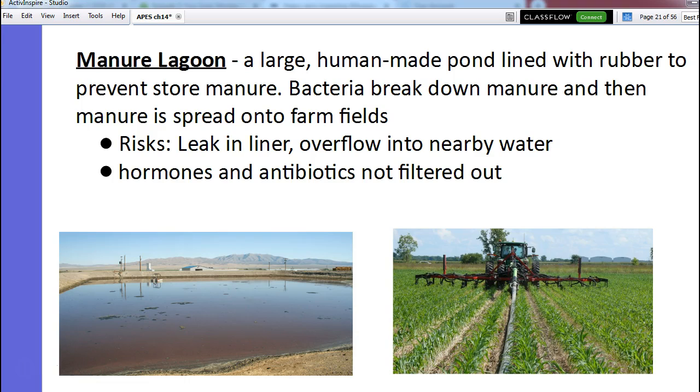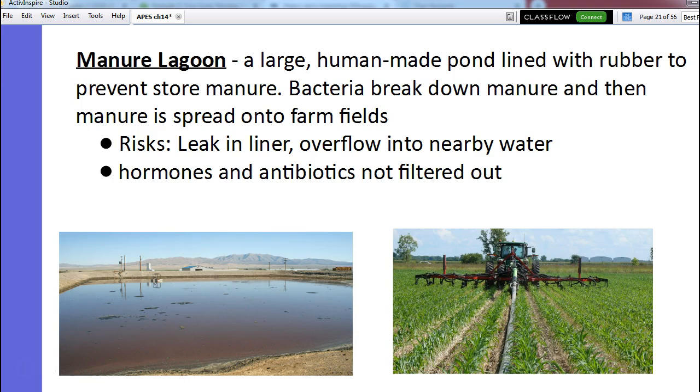So if they have a lot of animal waste on a farm, right? So think about all of those concentrated animal feeding operations, all of those pigs, all those cows in big areas, got to muck out their stalls. Where are you going to put all that? And so a lot of times what they do is they'll put it in this lagoon. The problem is sometimes we get risks because there's leaking in the liner, or we don't filter out specific compounds. And so there's some risks to using manure lagoons as well.